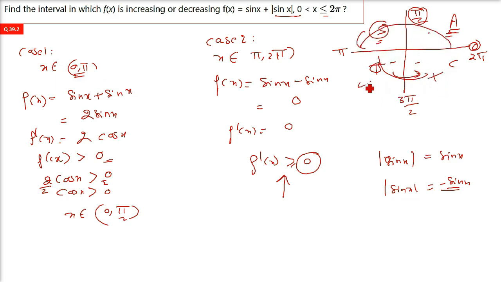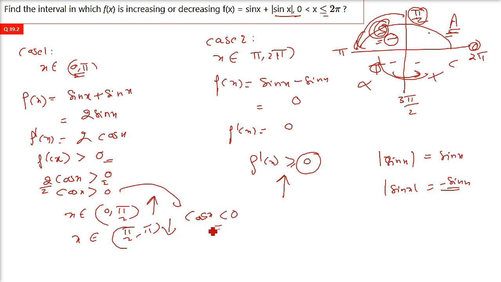And in the second case we have already got that f dash x is increasing. So x equals 0 to pi by 2, it is increasing. And in case 2 also we saw that it is greater than or equal to 0. Now 0 to pi by 2 it is increasing, but pi by 2 to pi it is decreasing, that is x belongs to pi by 2 to pi, because cos is negative there. So one time it is increasing, one time it is decreasing between 0 and pi. So it is neither increasing nor decreasing.